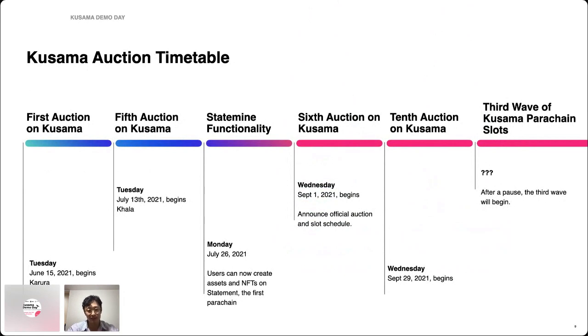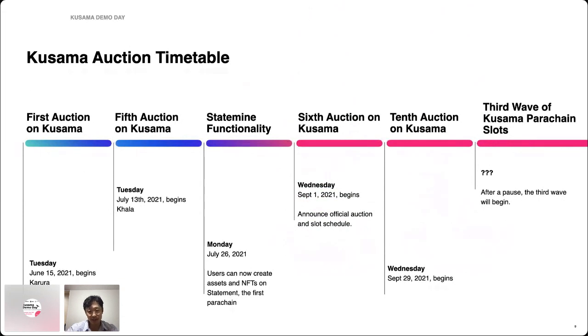So the current 5-week auction schedule is scheduled to start yesterday, as well as end on the week of September 29th, 2021. So things are happening pretty quickly. And then sometime after the second wave of Parachain slots, after the 6th to 10th auction concludes, there's going to be a third wave of Kusama Parachain slots.